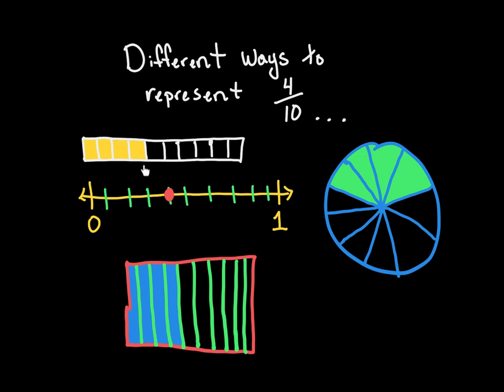We have a tape diagram. There's 4 colored in out of 10. We have a fraction circle. 4 is colored in out of 10 being cut up. Then we have our area model. This whole thing represents 1 whole, and 4 pieces are cut up. So these are different ways of representing fractions that we're going to be using a lot in our unit.